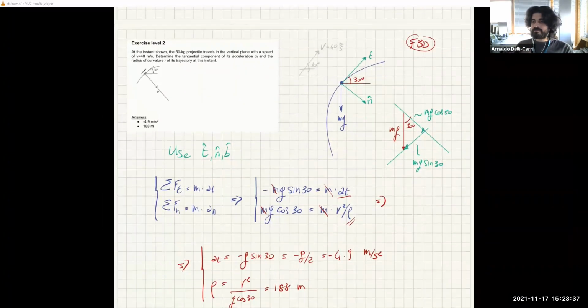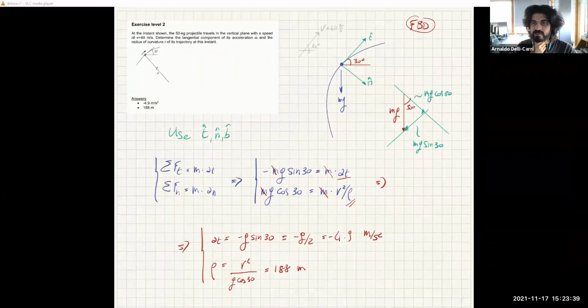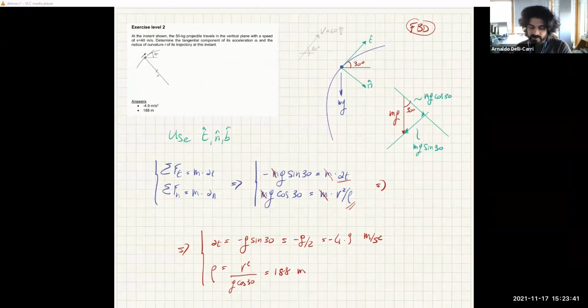As you can see, it's very easy, quite straightforward. The hardest part is always making sure that you understand the free body diagram, how many forces, and if you have to use usual x and y coordinate frames or the t and b.